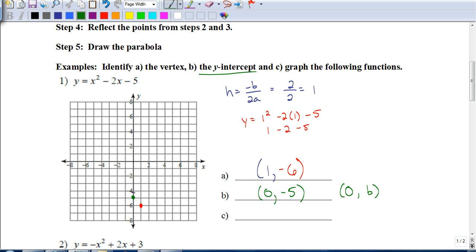Now I just have to pick one other point. Remember, here's my line of symmetry. It goes through the vertex. So I just need one other point. I'm going to use negative 1. So for part C, I'm going to put negative 1 in my equation.